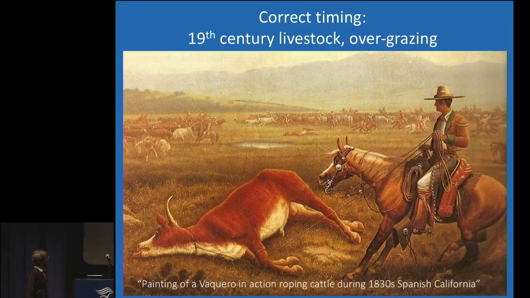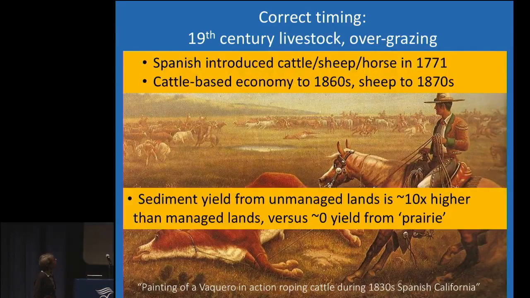So not being a California girl, I did not know much about Southern California history, but I knew there was a mission era. And so I started looking into pre-urban land use. And 19th century livestock and overgrazing during both the Spanish mission and early statehood does have the correct timing. Now, in fact, it's the only human stressor out there at that time that I could figure out, particularly one that would influence solid sediment runoff.